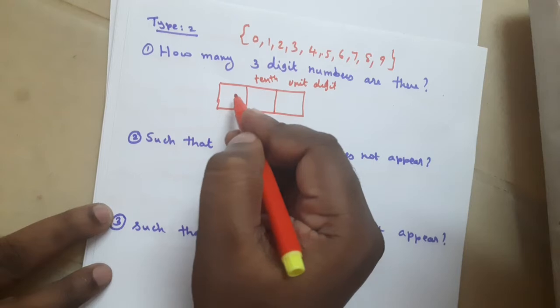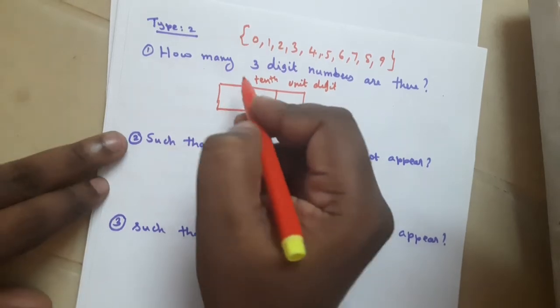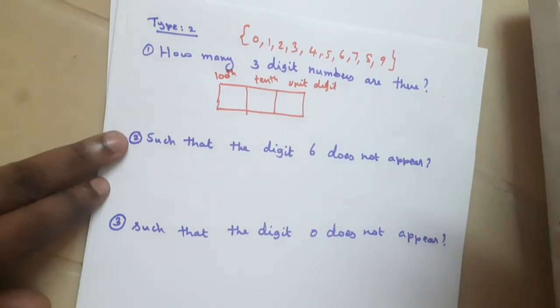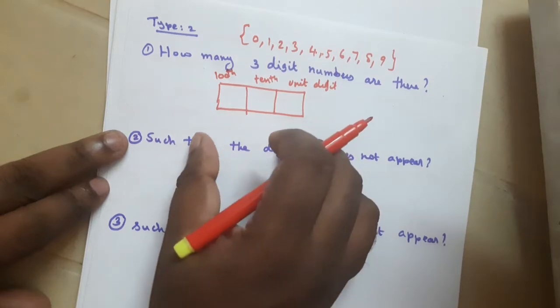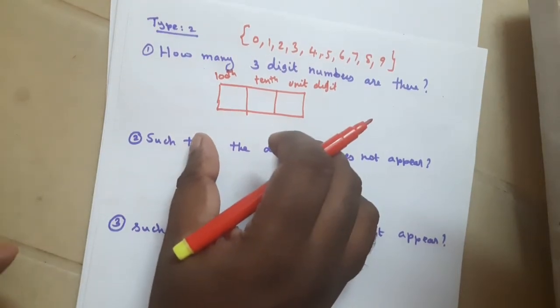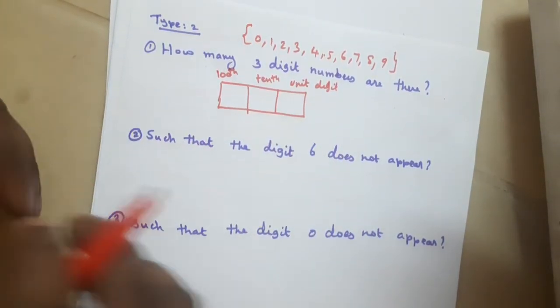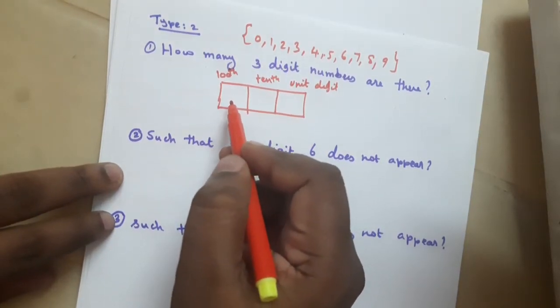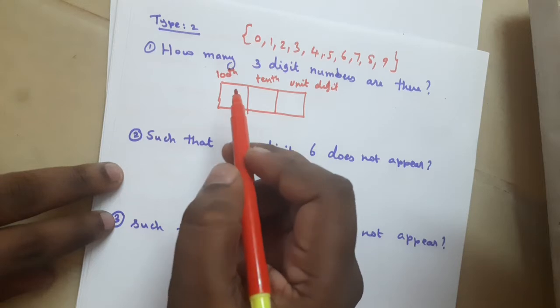In the leftmost box is the 100s digit. Now we need to count how many 3-digit numbers there are. Here they say nothing about repetition. First we fill the 100s digit. In the 100s digit there are only 9 possibilities.